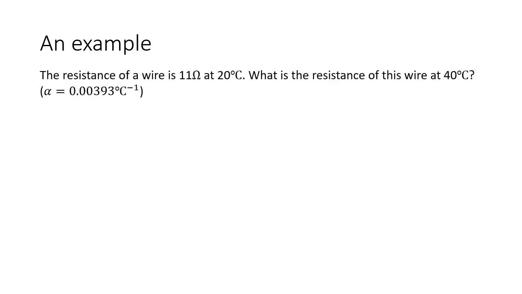Finally, let's do an example. The resistance of a wire is 11 ohm at 20 degrees Celsius. What is the resistance of this wire at 40 degrees Celsius? In brackets, the value of alpha is given, which is the temperature coefficient of resistance of the given wire, and it is equal to 0.00393 per Celsius.